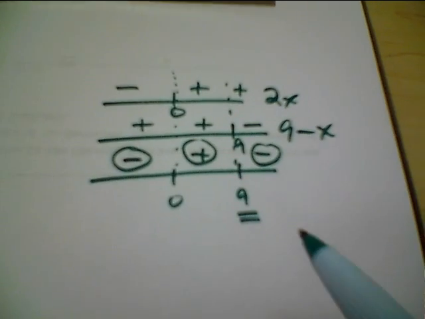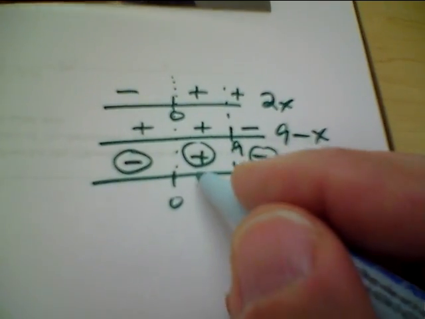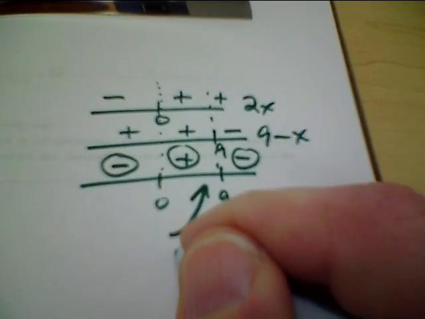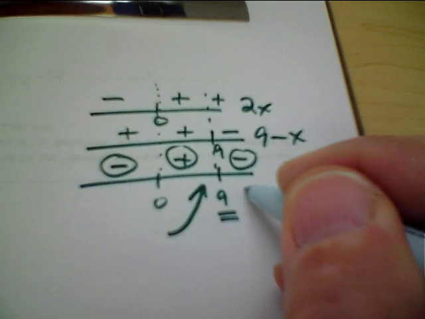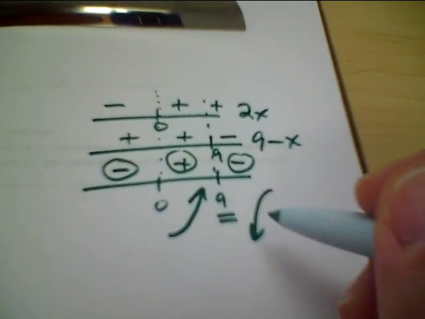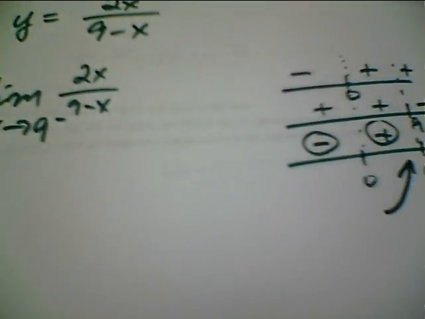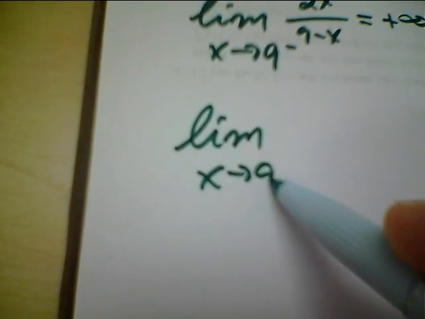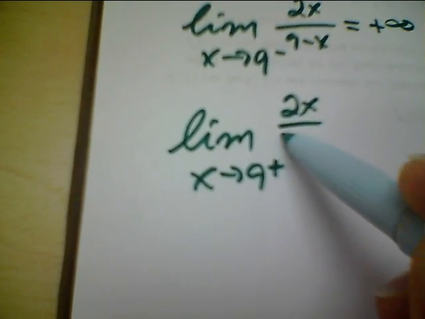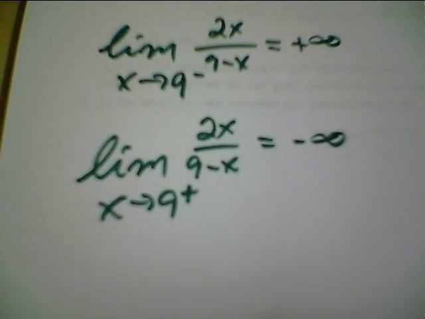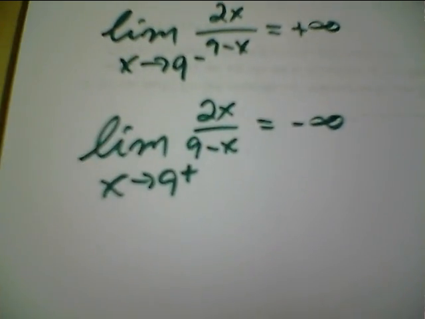And then I want to focus around this point x equals 9. So that means that my plot is going off to positive infinity as x approaches 9 from the left, and it's going to negative infinity as x approaches 9 from the right. So from the left, I look at my sign chart, and we're going off to positive infinity, and as we approach 9 from the right, 2x over 9 minus x goes to negative infinity. And that should tell me about the vertical asymptote.